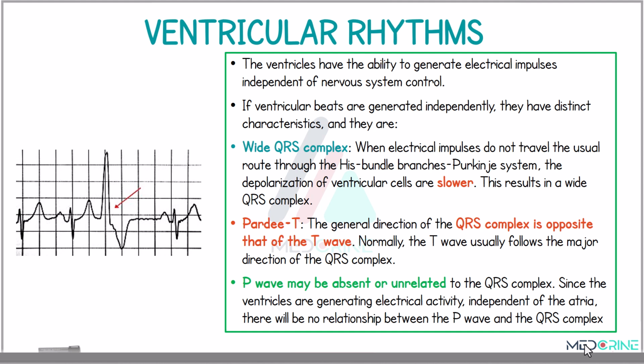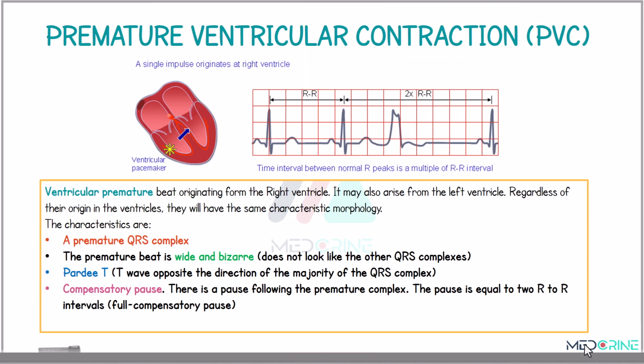Then we have what we call opposite direction T waves. The general direction of a QRS complex is opposite that of the T wave in this case. Normally, the T wave follows the major direction of the QRS complex. And the last characteristic is that the P waves may be absent or they may be unrelated to the QRS complex. Let us start with the first rhythm, premature ventricular contraction.